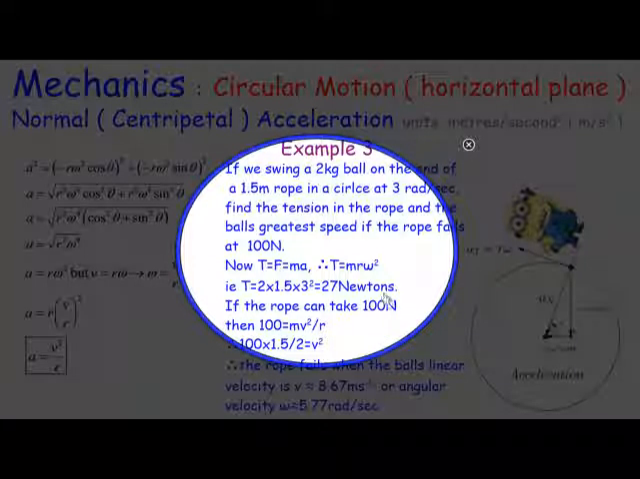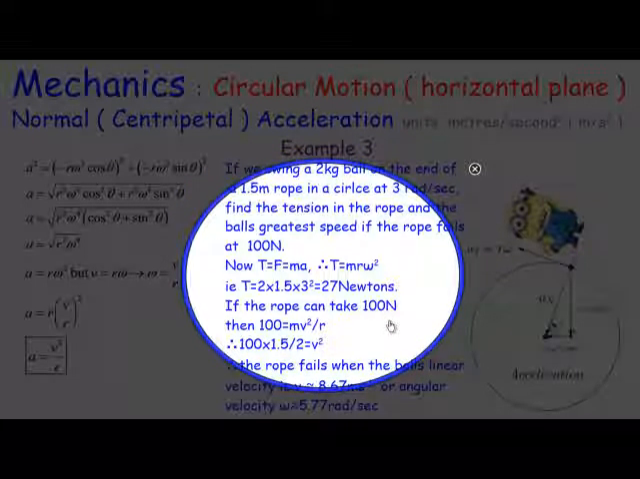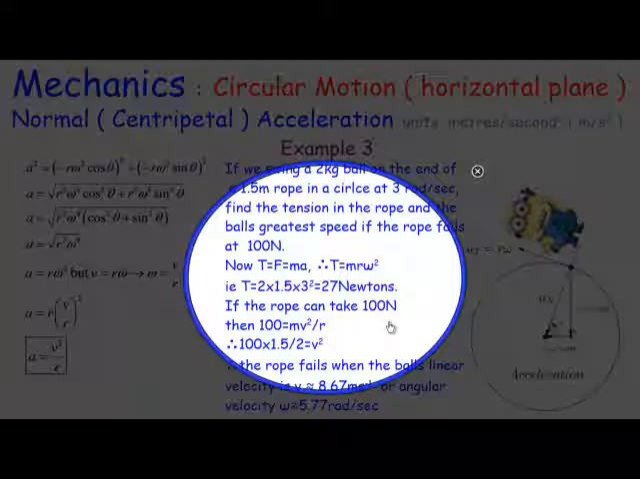Well, we know that the tension force in a string is a force, so it's equal to m times a, which is m r omega squared. If you put this in, you can see the tension is just 2 times 1.5 times 3 squared, about 27 newtons. So that's not too bad. At the moment we've only got 27 newtons tension in the string or rope.